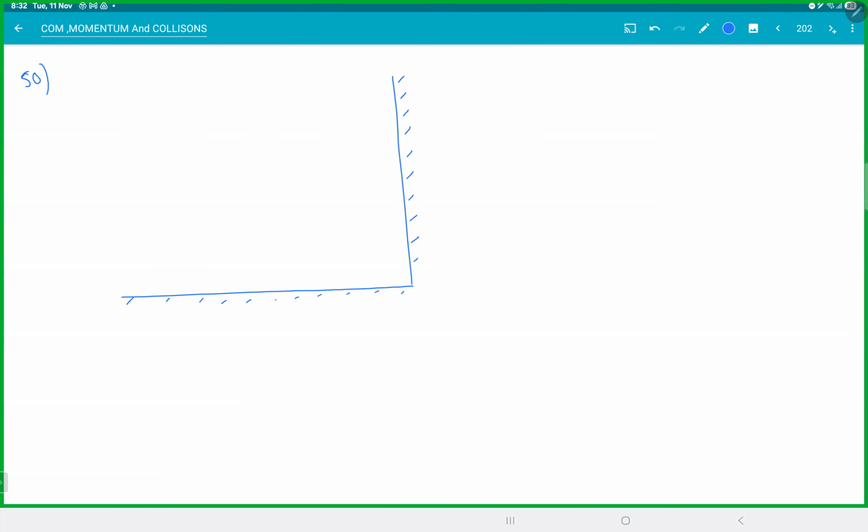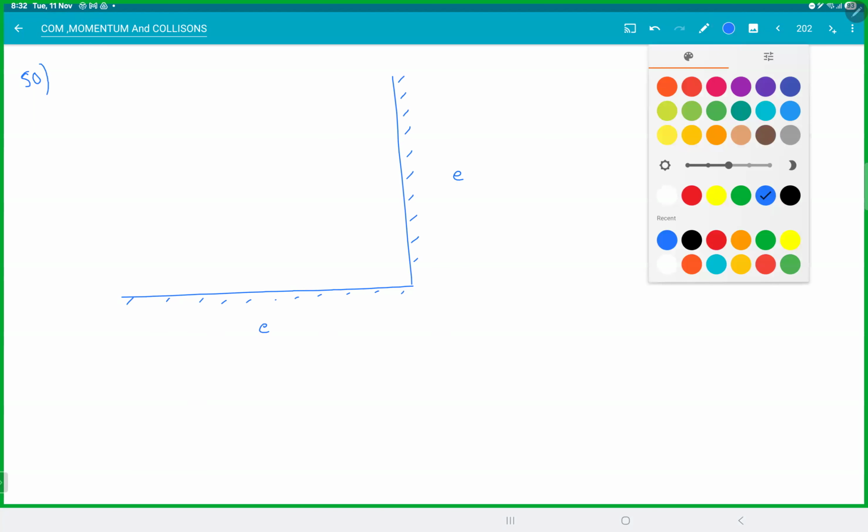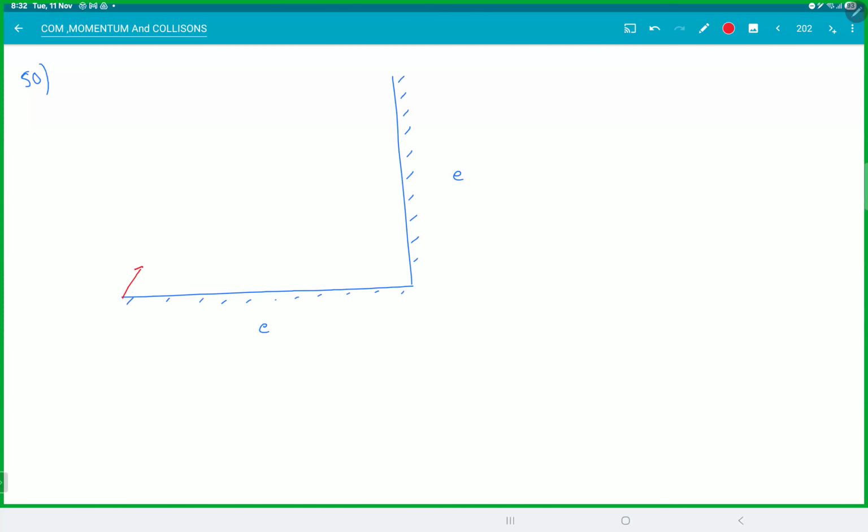So let's say we have a wall here. Coefficient of restitution is E. This is also E. You projected a particle with speed u and angle theta. This particle flies and hits the wall at the highest point, and then it bounces off onto the ground. And then from here again, it will bounce and go back to the point of projection.